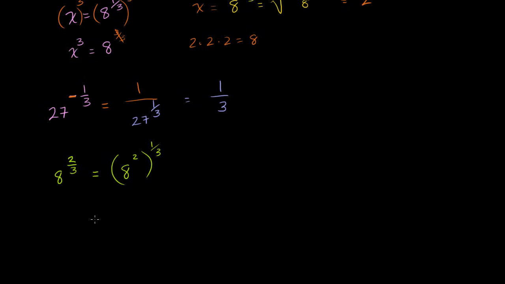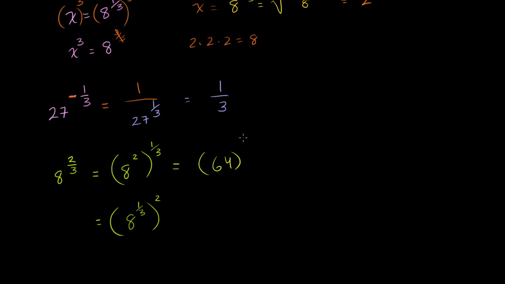But you could view it the other way. This should also be equal to 8 to the 1/3 power squared. Because either way, when I multiply these exponents, I get 8 to the 2/3. Let's verify for ourselves that we really do get the same value. So 8 squared is 64.